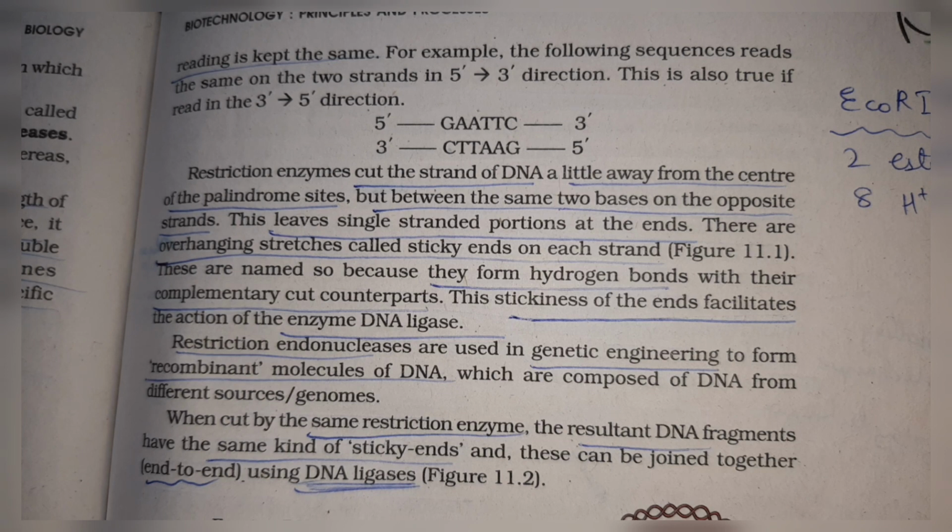So these restriction enzymes cut the DNA a little away from the center of the palindromic sites, but between the two base pairs of the opposite strands. This leaves single stranded portions of the DNA that are overhanging stretches, called sticky ends, on both strands. They are named so because they form hydrogen bonds with their complementary cut counterparts. The stickiness of the ends facilitates the action of the enzyme DNA ligase.